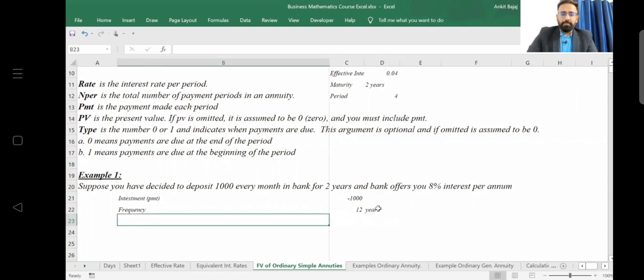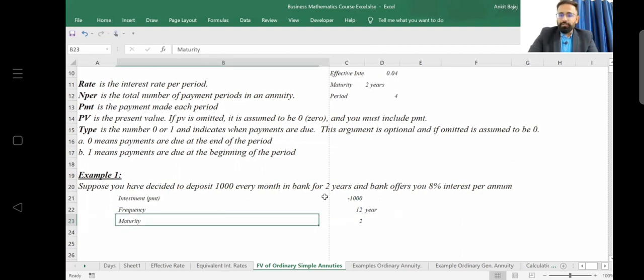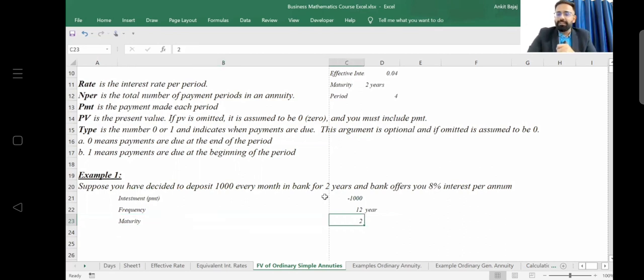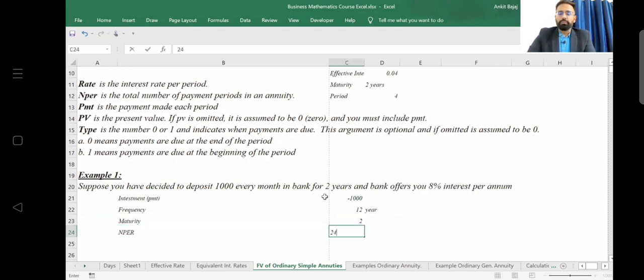What is the maturity? Maturity is 2 years because for 2 years you will be investing this amount. So what number of investments will you make? Definitely 1,000 every month for 2 years, so it will be 24 times you will be investing the amount. So the number of periods, NPER, is going to be 24, because 12 times a year, and in 2 years that will be 12 into 2.